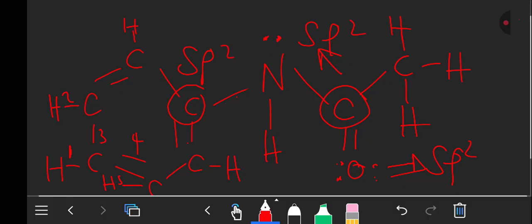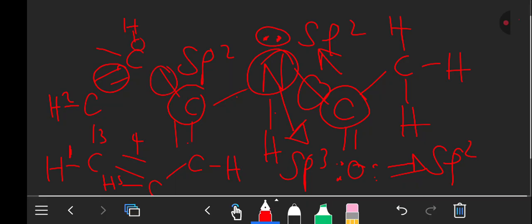Let's look at this nitrogen here. We can see that nitrogen has 4 things attached. There is this bond 1, 2, this bond attached to hydrogen, and 3, this bond attached to carbon, and a lone pair of electrons. There are 4 things attached on nitrogen. So the hybridization will be sp3. Then let's look at another carbon. We can look at this one. We can see that there are 3 things attached, 1, 2, 3. So the hybridization will be sp2.